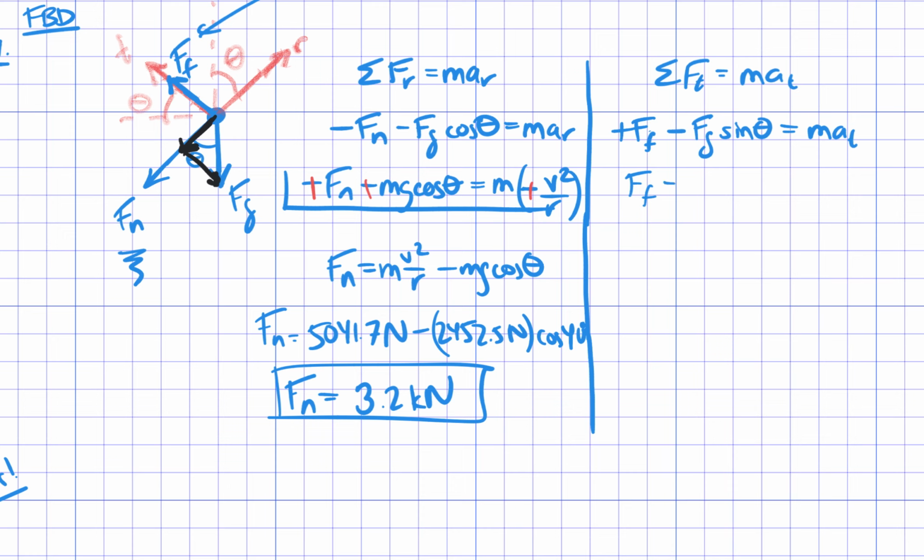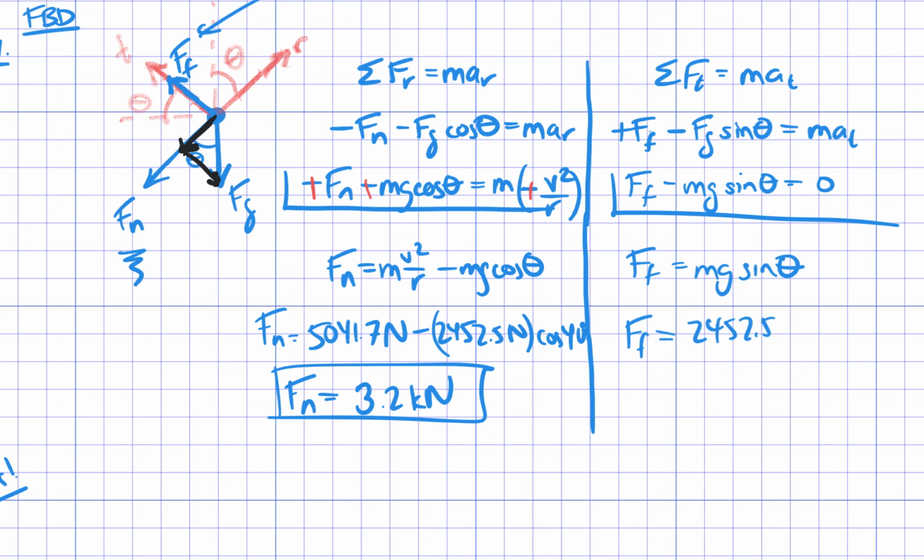It's easier because the right-hand side is 0. So we're going to do our usual mg sine theta. The force of friction equals mg sine theta. That's going to require a little plug and chug in the calculator, and we will get the force of friction equals, looks like 1.6 kilonewtons.